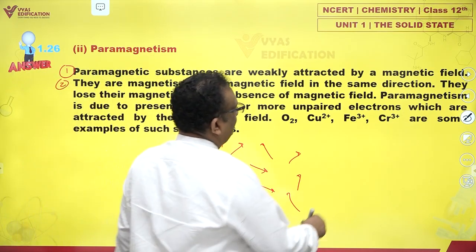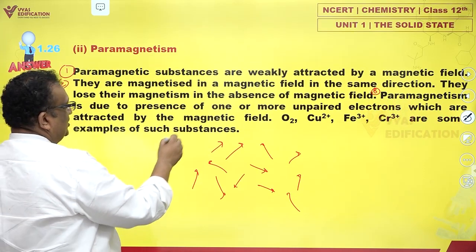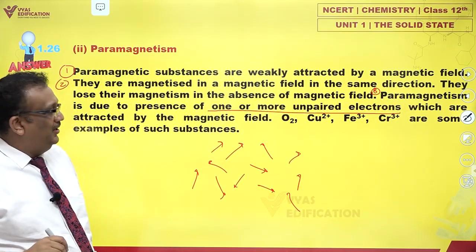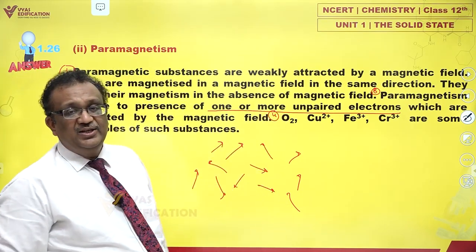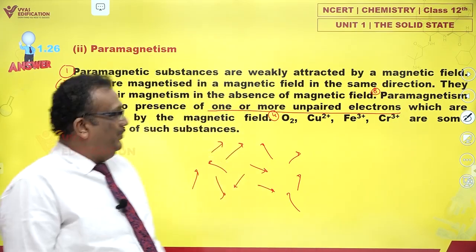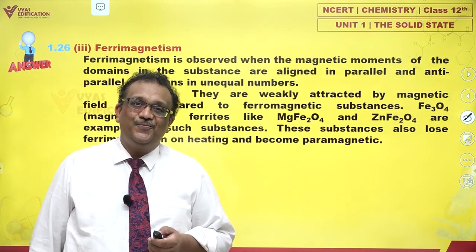Then third point, paramagnetism is due to presence of one or more unpaired electrons. And examples, that is the fourth point: dioxygen, copper ions, ferric ions, chromium ions, anything which contains unpaired electrons would be paramagnetic. 4 points for paramagnetism as well.